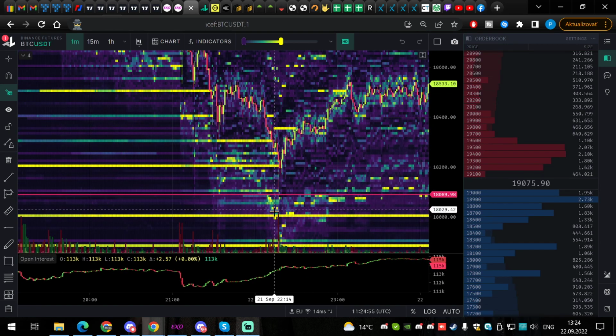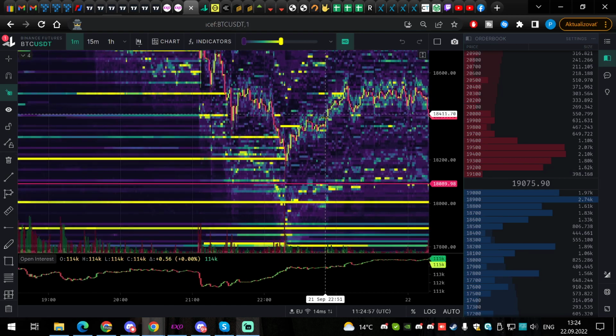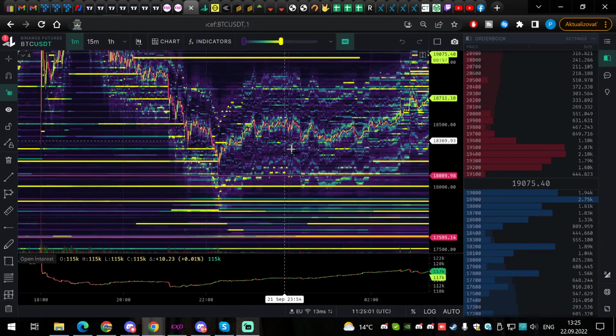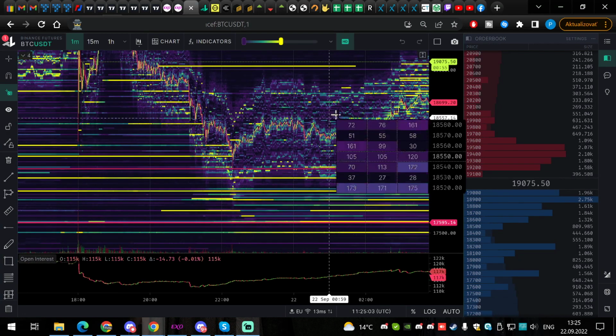You created a swing failure pattern, open interest kept rising. So now people start to really be interested in longing here. Just beautiful, and it was still continuing and rising.